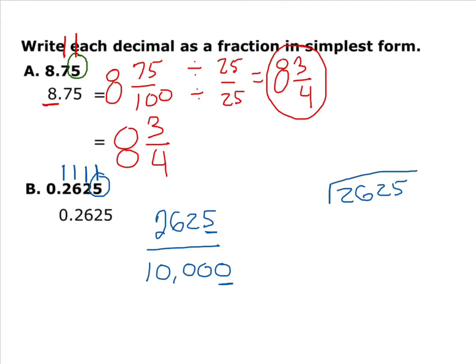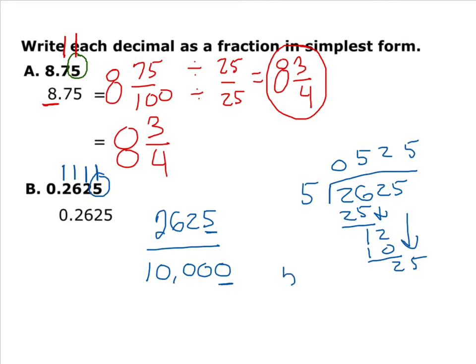To simplify that, I know that 5 goes into 2 0 times, it goes into 26 5 times. Left over 1 goes into 12 2 times. Goes into 25 5 times. So I'll get 525 over, so let's see, it's going to leave me with 525 over 10,000 divided by 5 is, what, 2,000?